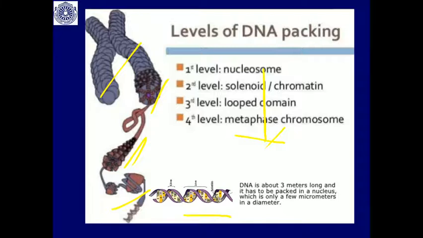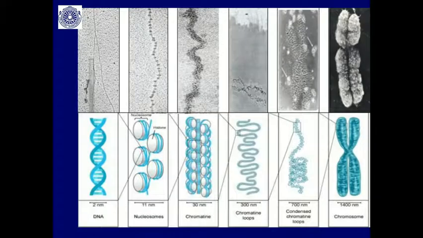This packing is very essential, because DNA itself is about a 3 meter long molecule. It has to pack properly in the nucleus, and the chromatin fiber has to be packed properly to become a chromosome for proper distribution during anaphase movement. This I have again shown in the electron micrograph as well as in the model here.